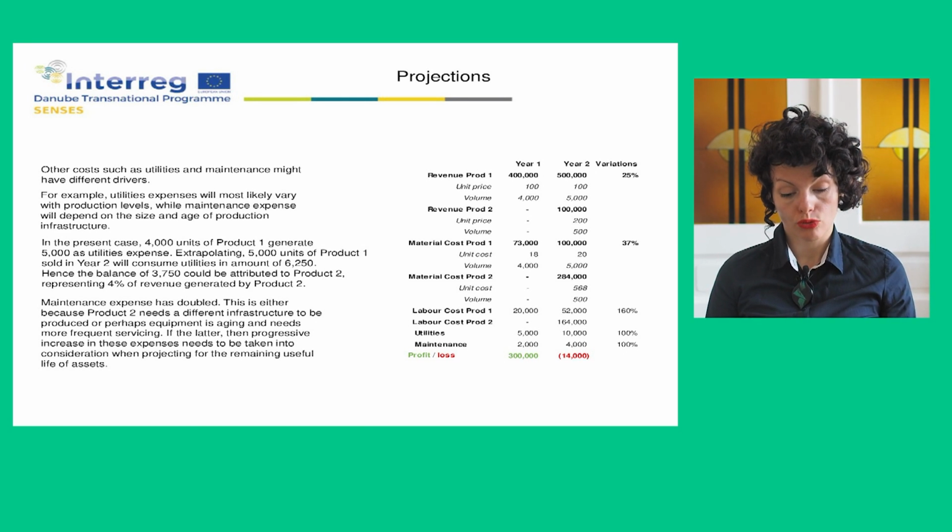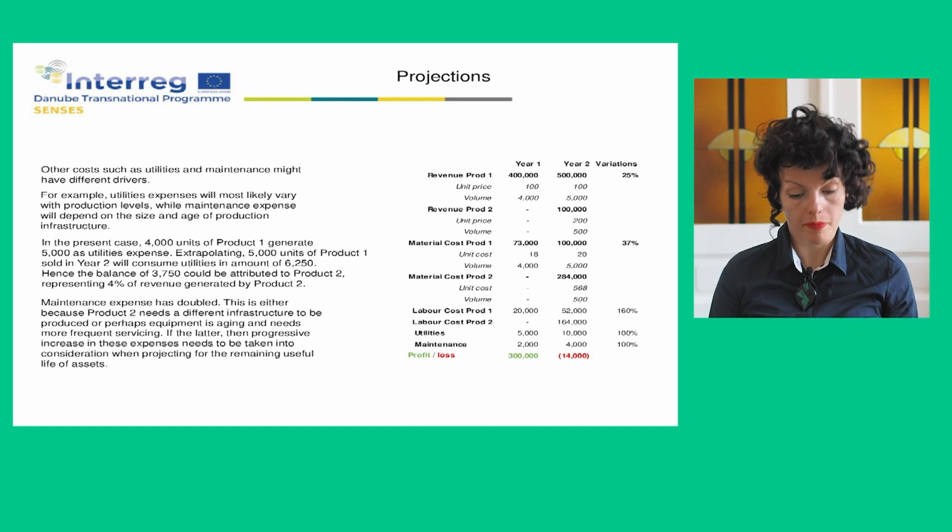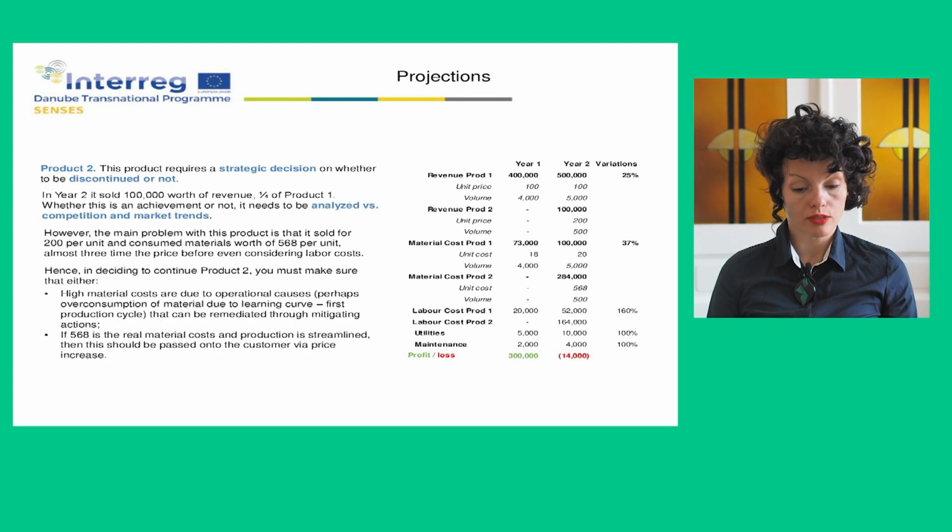Hence, the balance of 3,750 could be attributed to product 2, representing 4% of revenue generated by product 2. Maintenance expense has doubled. This is either because product 2 needs a different infrastructure to be produced, or perhaps equipment is aging and needs more frequent servicing. If the latter, then a progressive increase in these expenses needs to be taken into consideration when projecting for the remaining useful life of assets. Product 2.